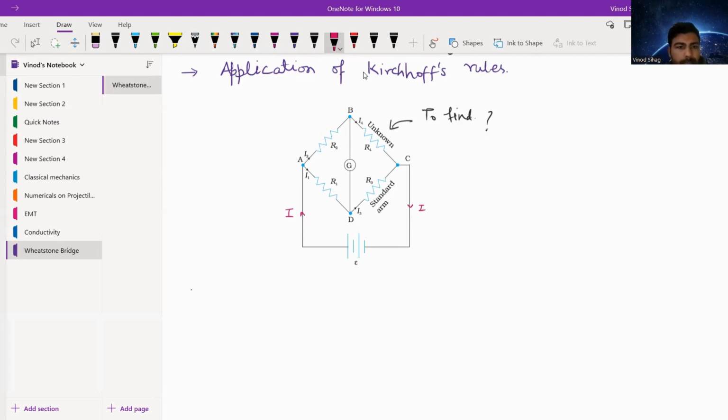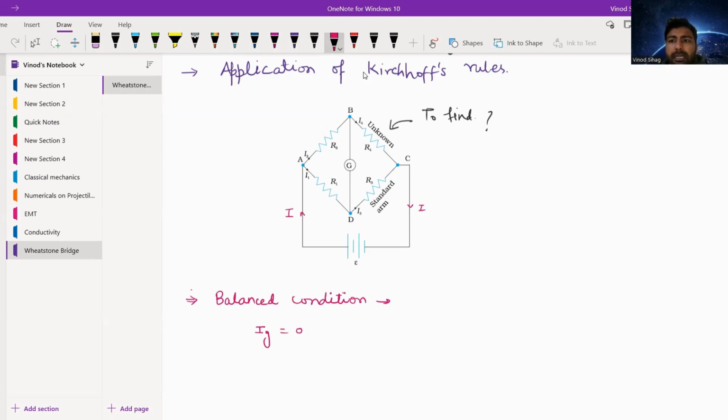Okay, let me write. So it is its balanced condition. Balanced condition will be when there is no current through the galvanometer arm. Like in that case, in case of balanced condition, there will not be any current in the galvanometer arm.